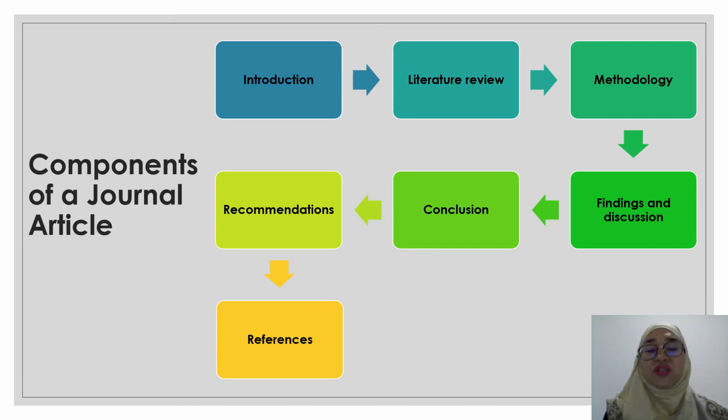Okay, so the first part in an article would be the introduction, and then you're going to have the literature review, methodology, findings and discussion, conclusion, recommendation, and references. I'm not going to explain references, because we've done references, and I know all of you are very familiar with them, because you already have the experience of writing references. So we're going to focus on the other six elements. Let's take a look at them one by one.